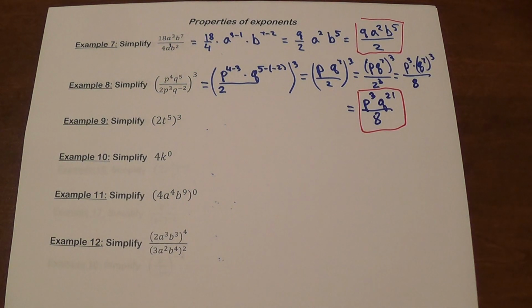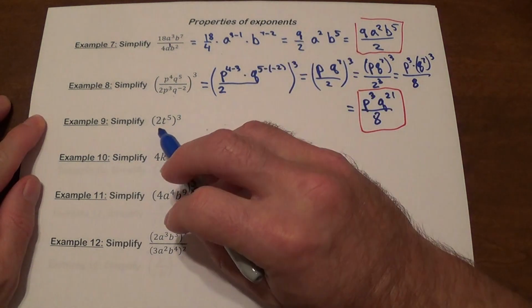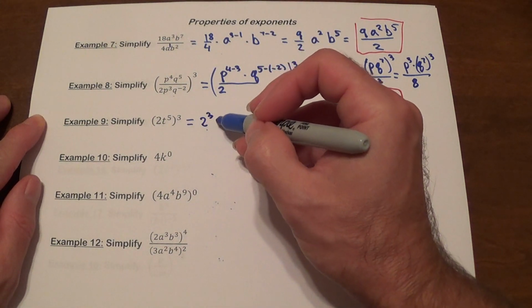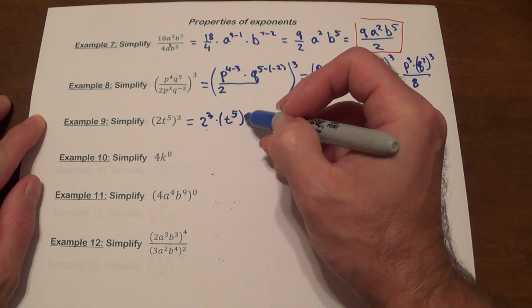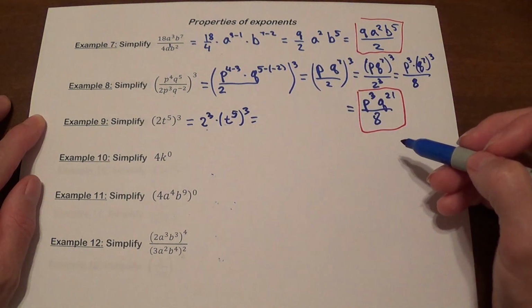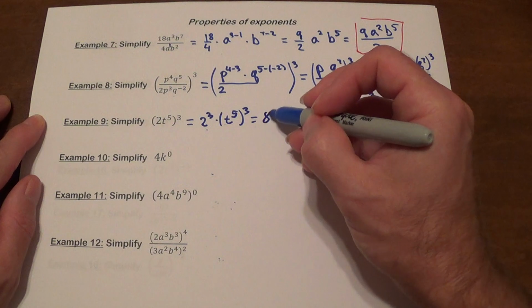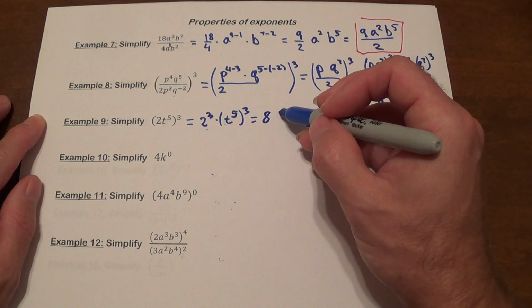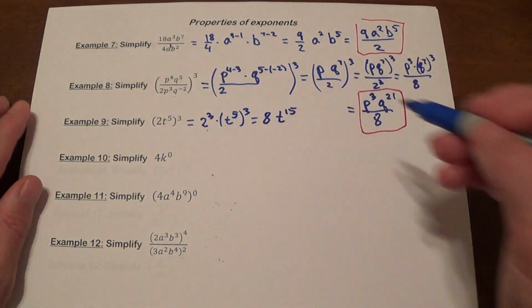Alright. So here, we have a product of two things. There's an exponent outside that's going to be 2 to the power of 3 times t to the 5th to the power of 3. 2 to the 3rd is 8. T to the power of 5 to the power of 3. You multiply the exponents. That's going to be t to the 15th power.